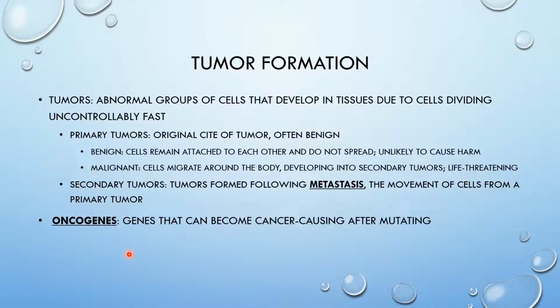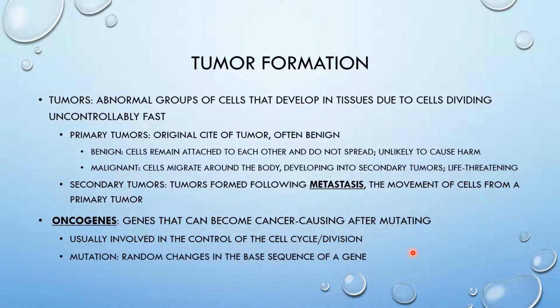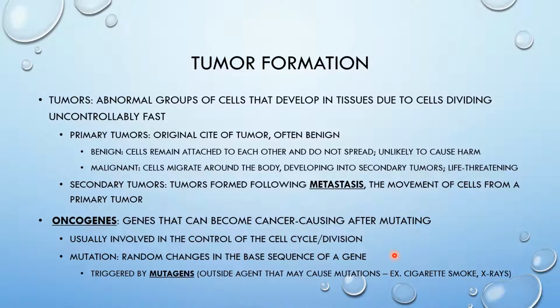Alright, oncogenes are genes that can become cancer-causing after mutating. They're usually involved in the control of the cell cycle and division. A mutation, if you didn't know, is a random change in the base sequence of a gene. It's triggered by mutagens, which are outside agents that may cause mutations. For example, cigarette smoke, X-rays, and UV radiation. Several mutations must occur for a cell to become cancerous.